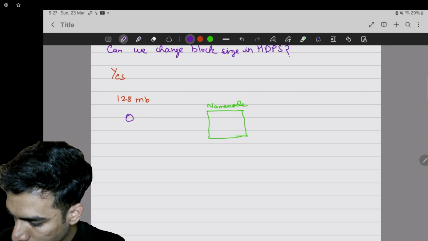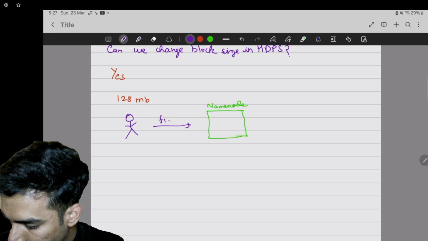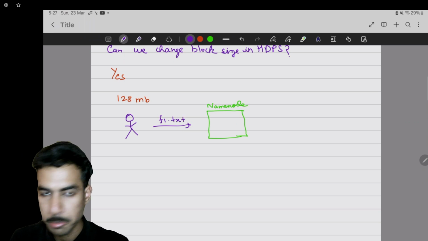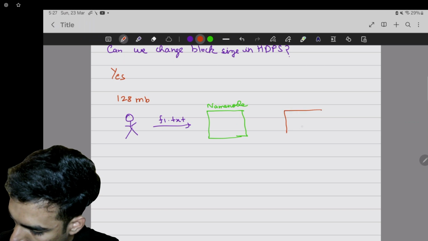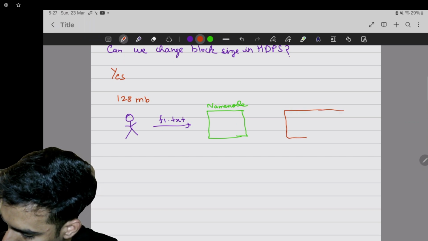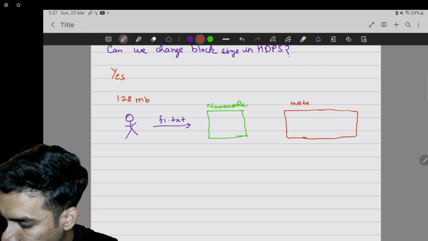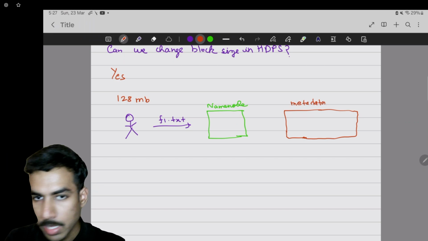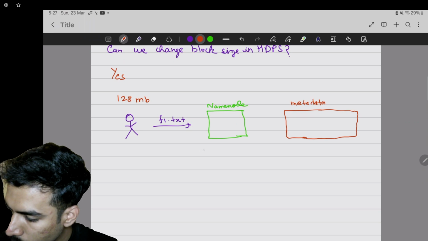Let's say this is our client. He passes the file f1.txt to our name node. Our name node keeps a metadata with it. Let's draw metadata a little big so that we can show things clearly. And my name node is monitoring.